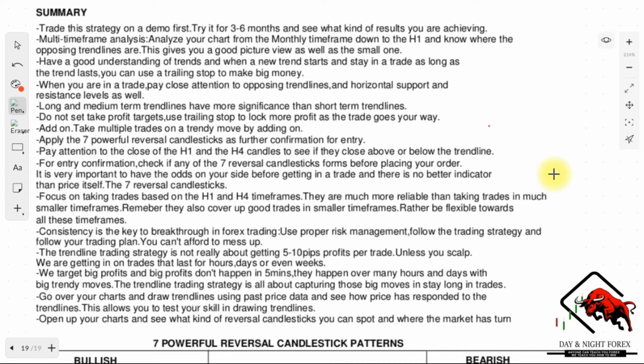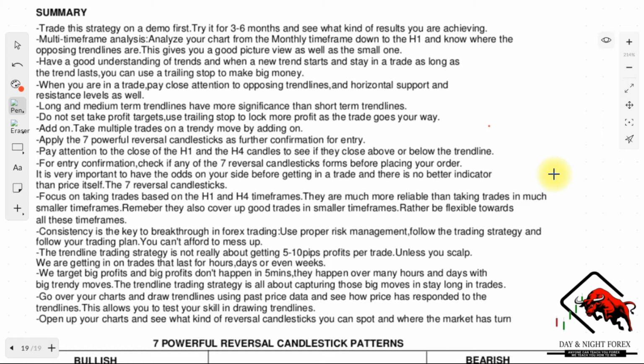Do not set take profit targets. Use a trailing stop to lock in more profits as a trade goes your way. That way you maximize your profits, right? So take profit is not something that we recommend that you make use of. We actually recommend that you use a trailing stop to lock in more profits as the trade goes your way, because there might be breakouts past those profit targets that you have set up and the market may continue going in a direction for a very, very long time, and you will have missed out on that trade, and trying to get in again when you see that it's continuing might be too risky for you because of, you know, reversals and all that stuff.